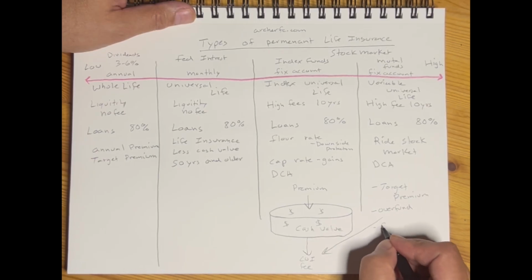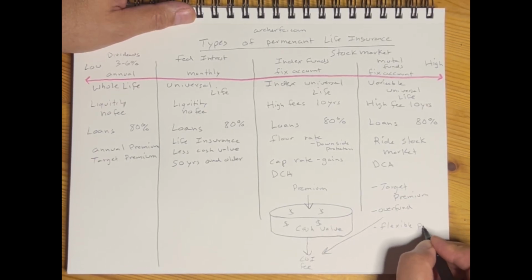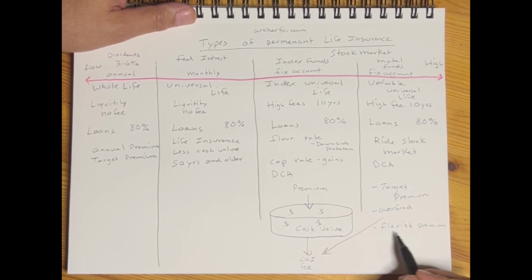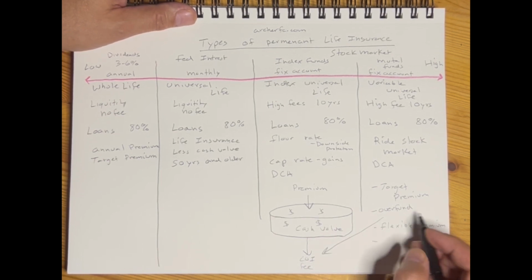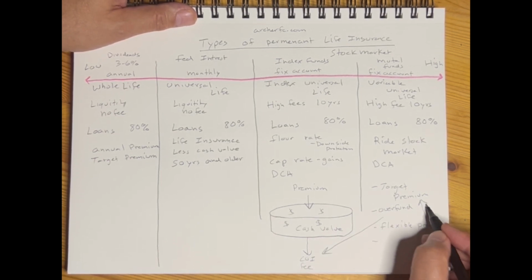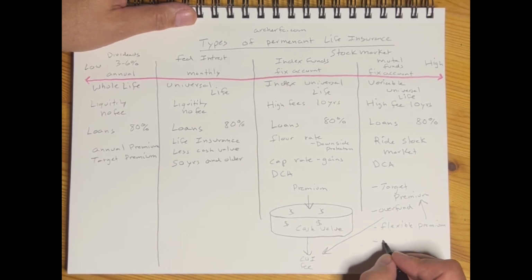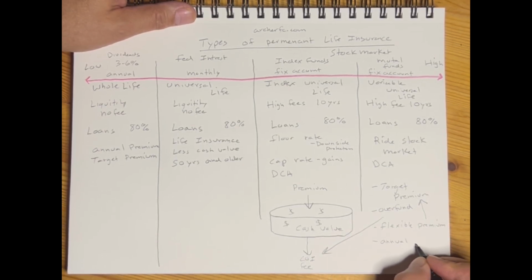Sometimes insurance companies will say that these have a flexible premium, meaning that you can change the amount of money being put into these type of life insurance policies, but that's really just taking advantage of your target premium, okay? And that's the additional payment that you make over the annual premium.